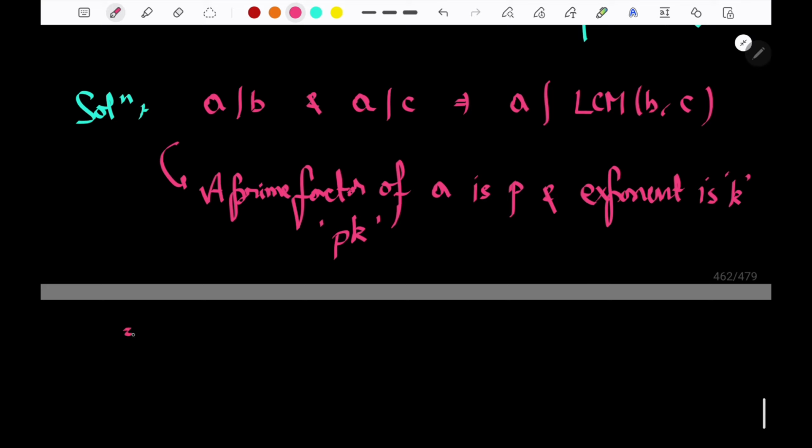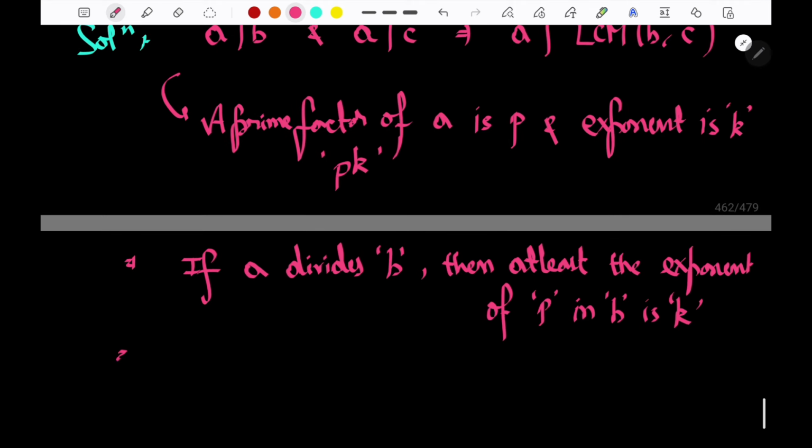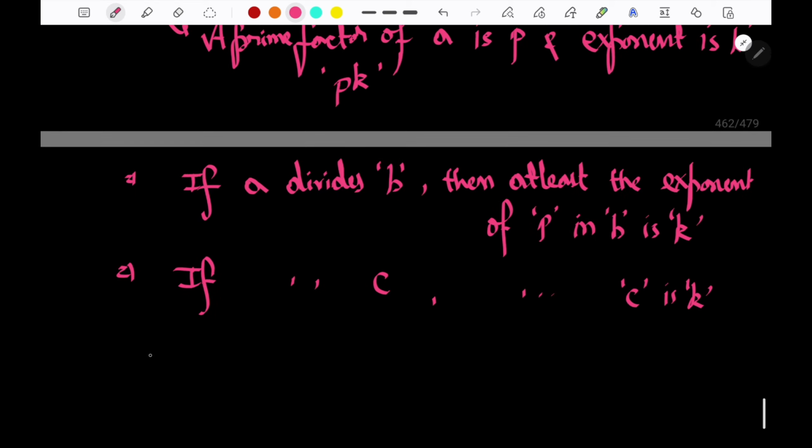See how the conclusion will be. If A divides B, then at least the exponent of P in B is K. It can be more than K, but minimum it shall be K. Similarly, if A divides C, then at least the exponent of P in C is K. This is true.